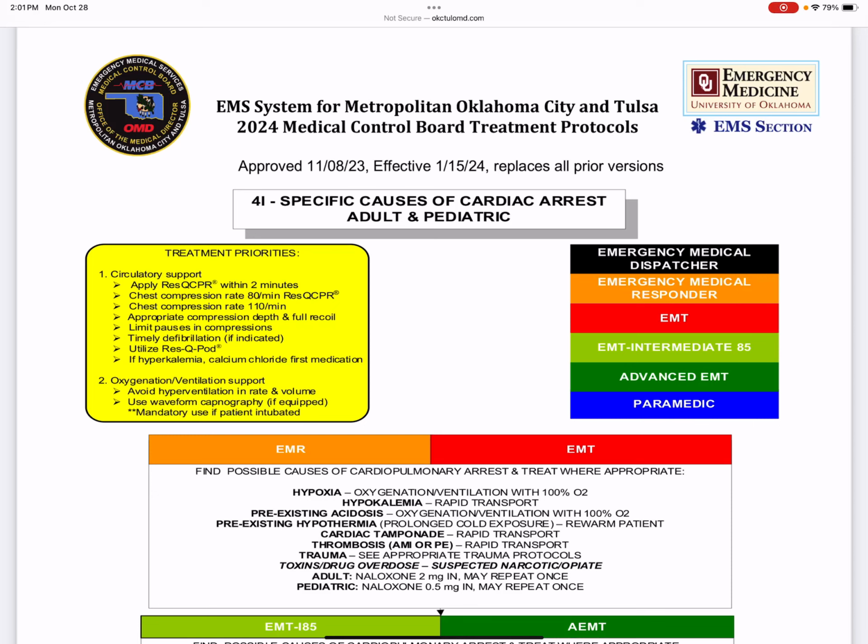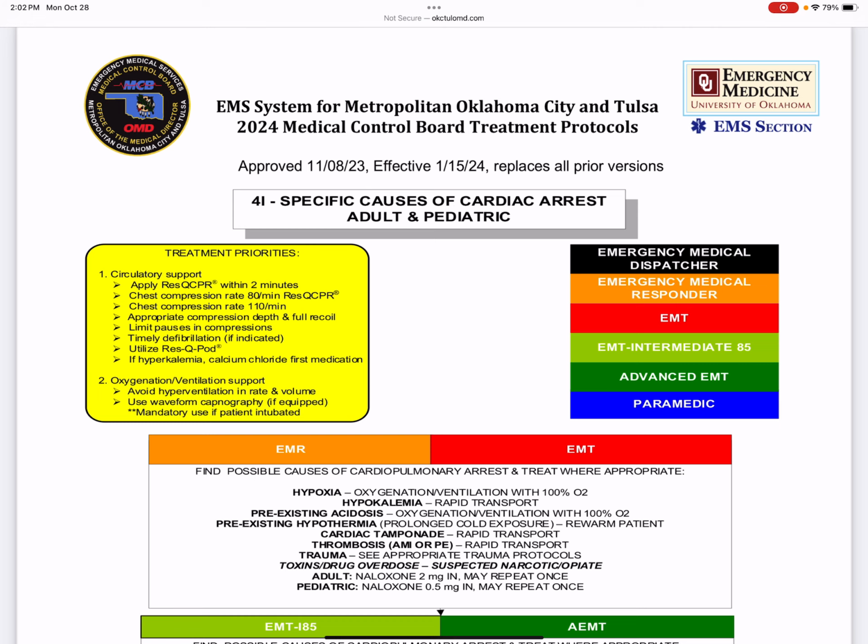All right, so now we're going to hop into protocol 4I. It's specific causes of cardiac arrest, adult and pediatric. If you remember when you went to EMT paramedic school, they talked about your H's and T's when you're going through your cardiac arrest, trying to figure out why that patient went into cardiac arrest.